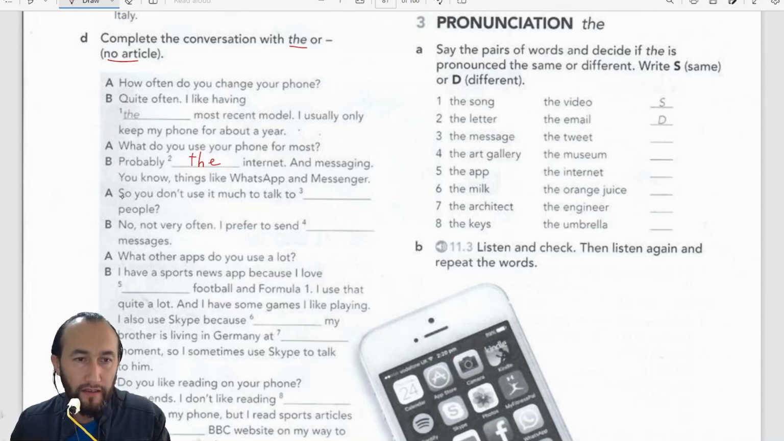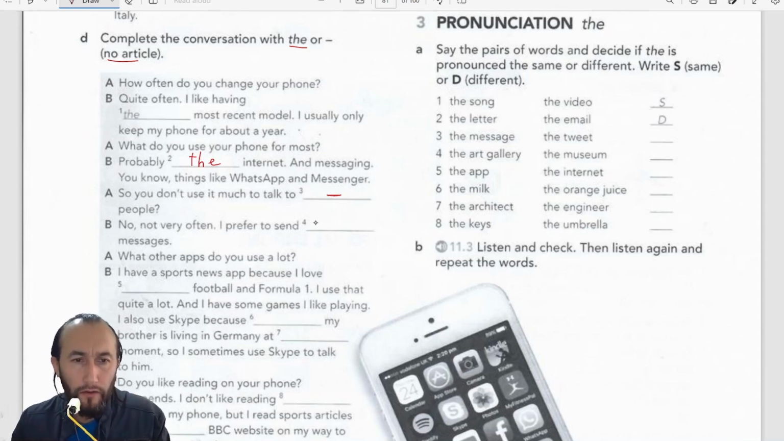And then A is asking again, so you don't use it much to talk to people? So generally, I'm talking about people in general, so no article. Because if I say "to the people", then I have to say which people. To the people of England or to the people of Mexico or to the people of, and so on. So we're talking about people in general. So when we talk about general things, we don't use the article, guys. No article. All right. So B is saying no, not very often.